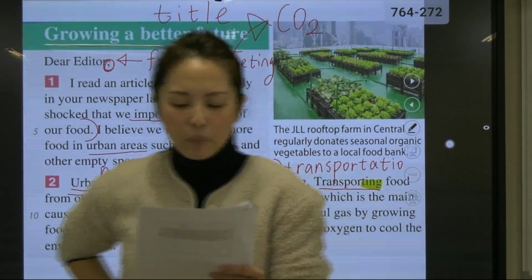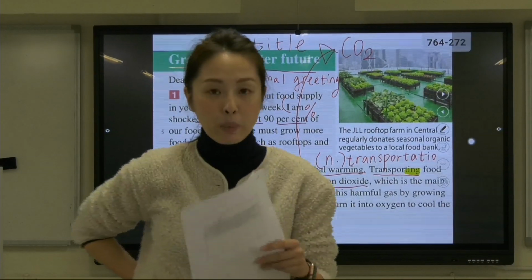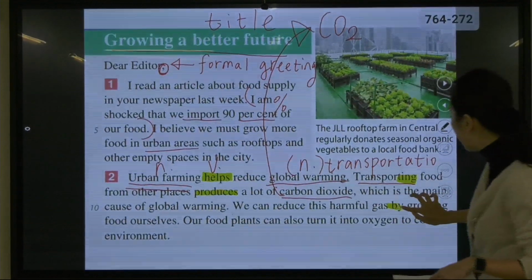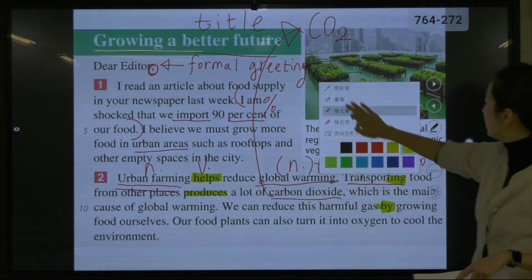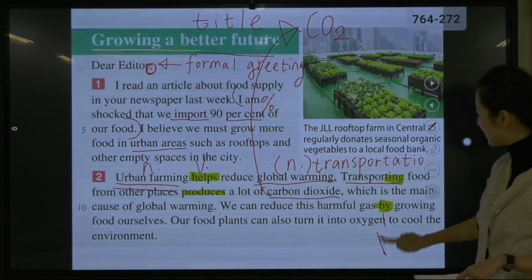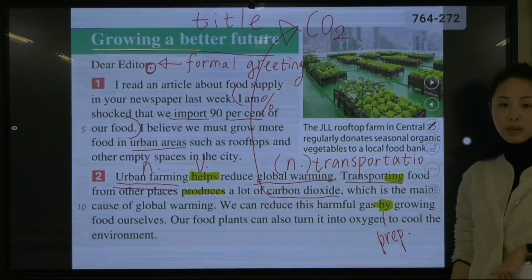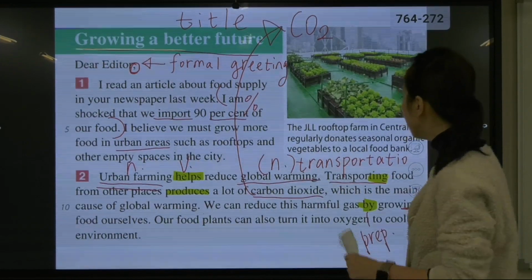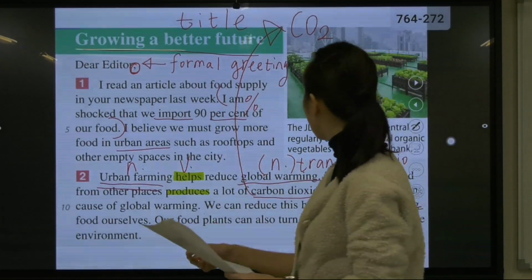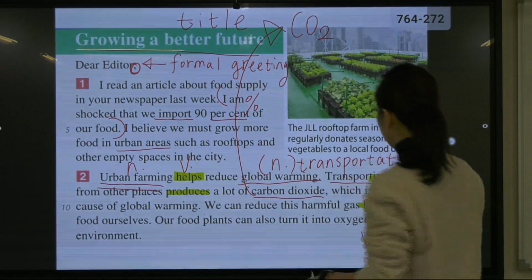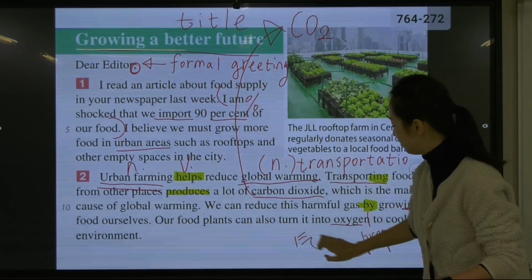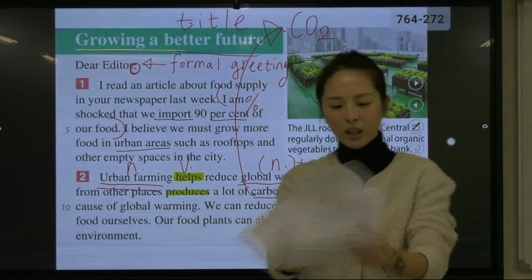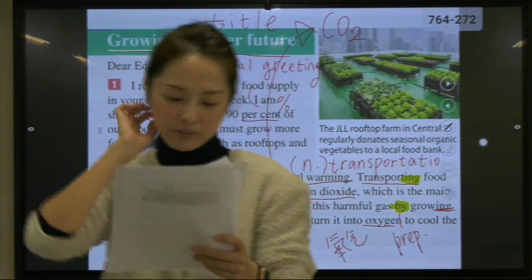We can reduce this harmful gas by growing food ourselves, okay? So by, highlight the word by. By is a preposition. So after a preposition, the verb should plus ing, okay? Our food plants can also turn into oxygen, 氧氣. Okay? I have to rush two more paragraphs.